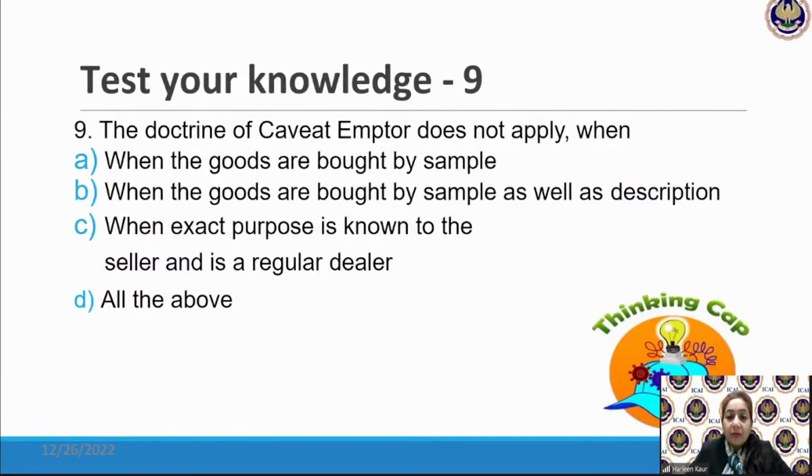The doctrine of caveat emptor does not apply when the goods are bought by sample; when the goods are bought by sample as well as description; when the exact purpose is known to the seller and he is a regular dealer; and all of the above. When does the doctrine of caveat emptor not apply? So what are the cases where it does not apply? Remember, we have done certain exceptions to the rule of caveat emptor. Let me see whether you can figure out the correct answer.